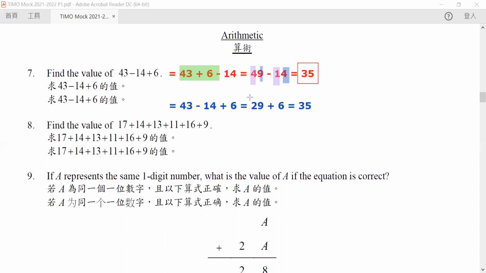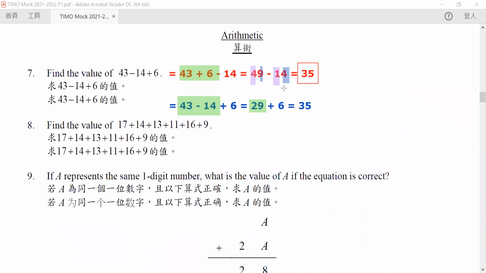35. Yes. All right. Remember that for this part, 43 minus 14, you need to carry downward, all right? Because our 3 is insufficient to subtract the 4 here. So you need to carry over from 4 to our unit digit.